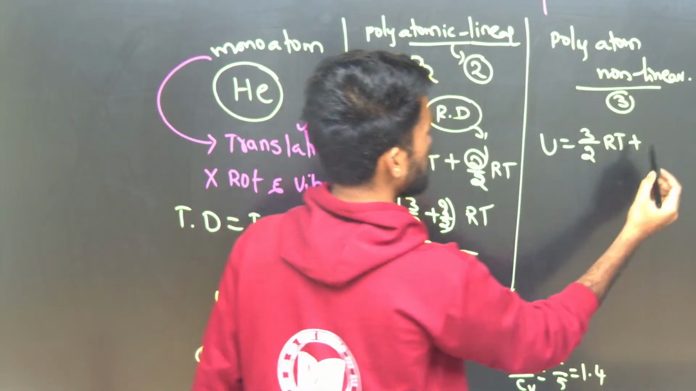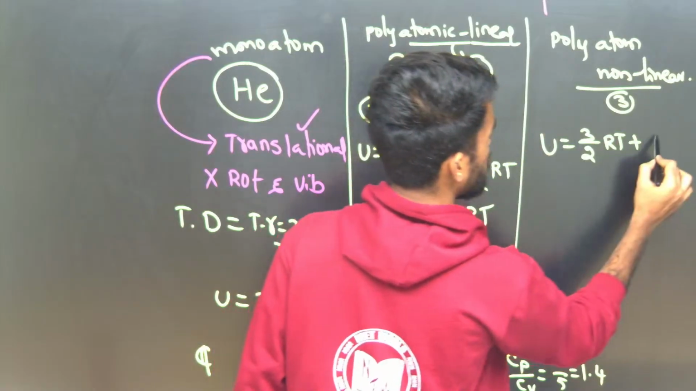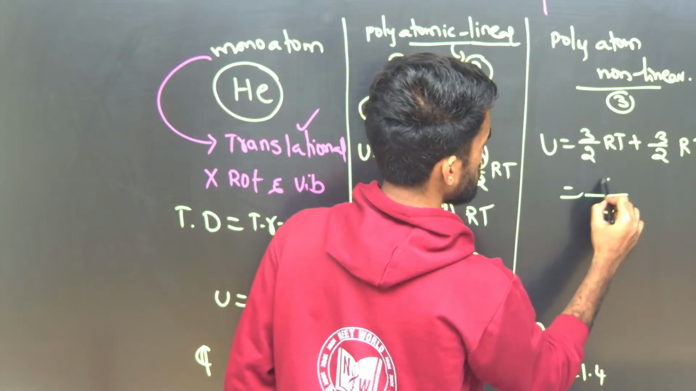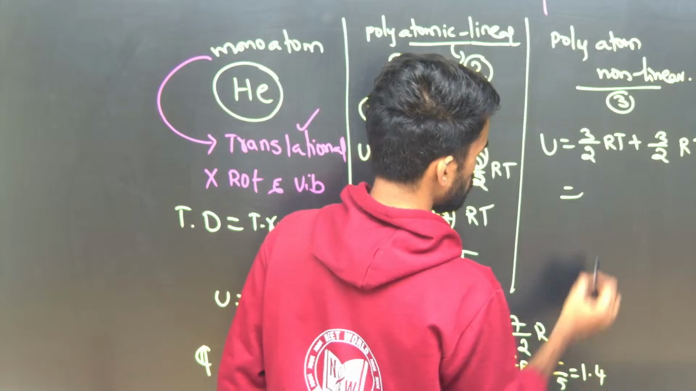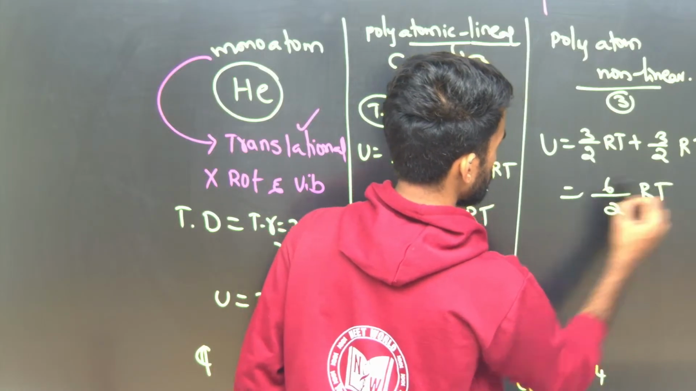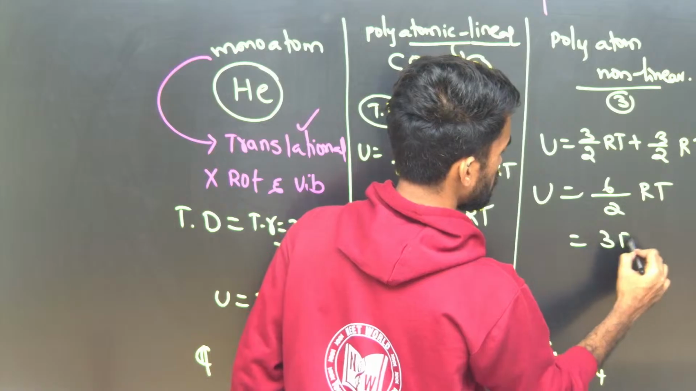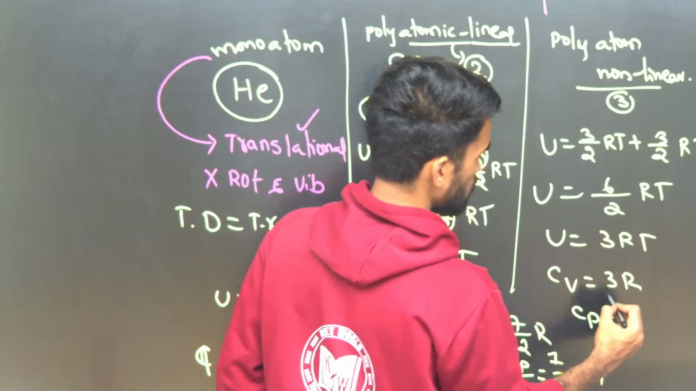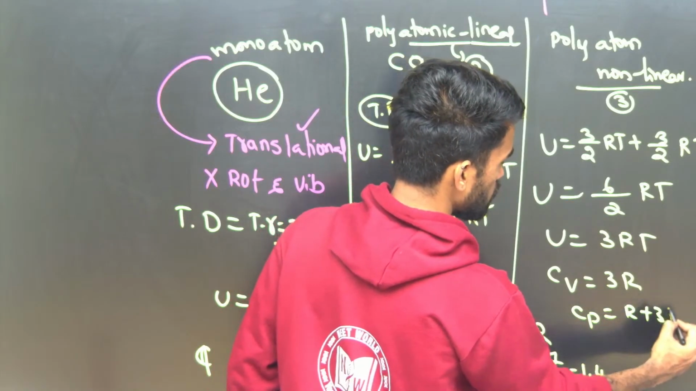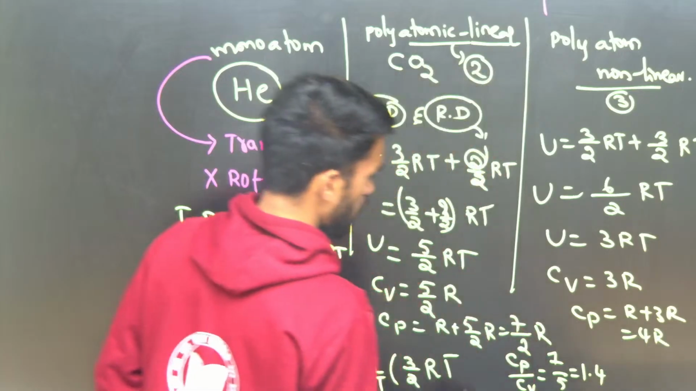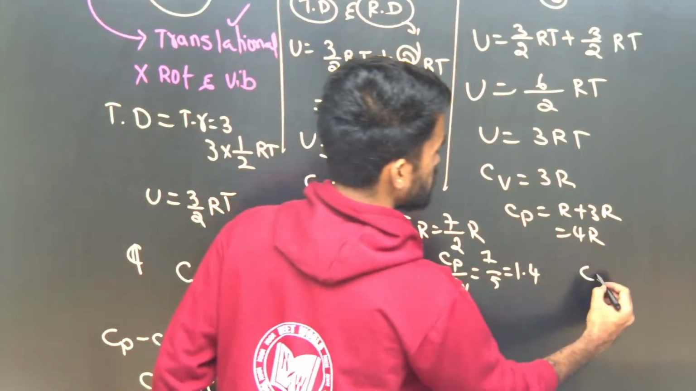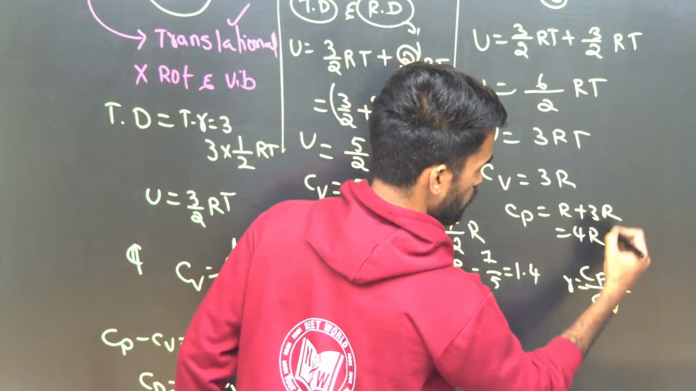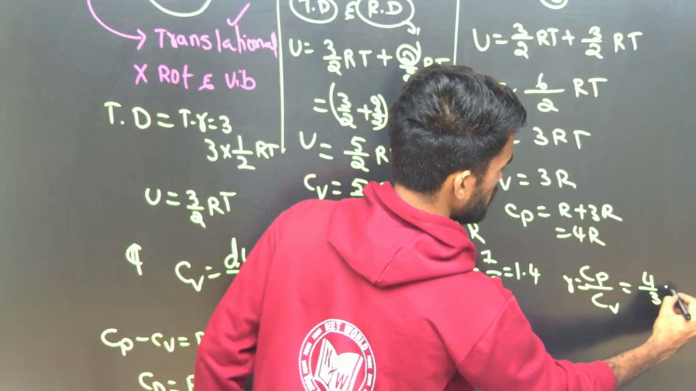If you similarly calculate for the non-linear case, you can write 3/2 RT translational plus rotational 3/2 RT; vibrational will be at high temperature only. So you can say 6/2 RT, that is 3 RT, this is U, and CV becomes 3R, and CP becomes R plus 3R, that is 4R. And if I ask for CP by CV, that is the gamma value, 4/3, that is 1.33.